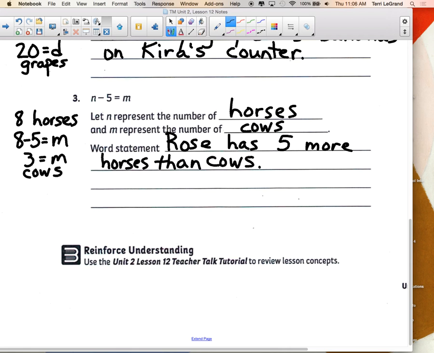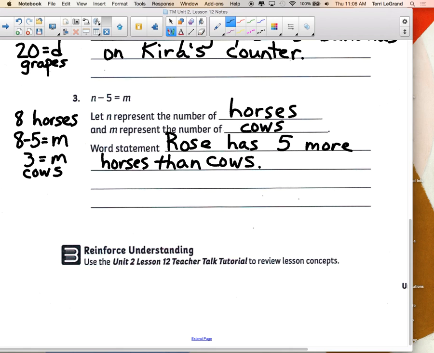Remember, we picked a number of horses. We figured out how many cows there would be according to the equation. There are 3 cows. There are 8 horses. Does she have 5 more horses than she does cows right now? Yes, she does. Then our story is good. Okay. Think you can do this now? I was going to have us practice, but do you see what all you have to do?